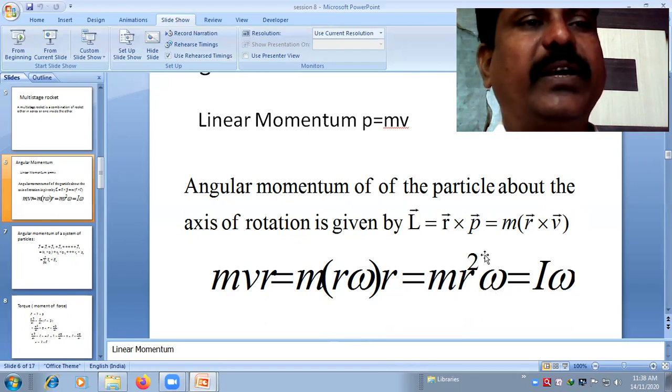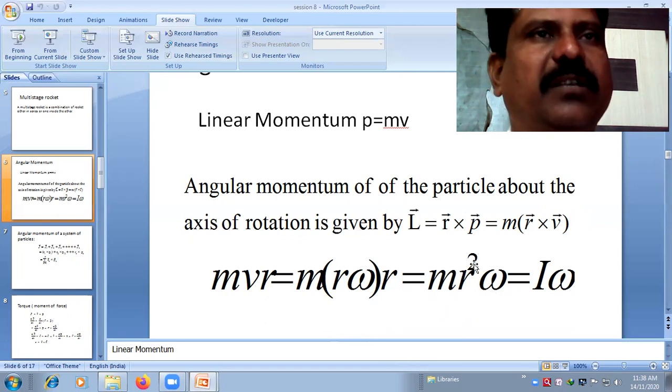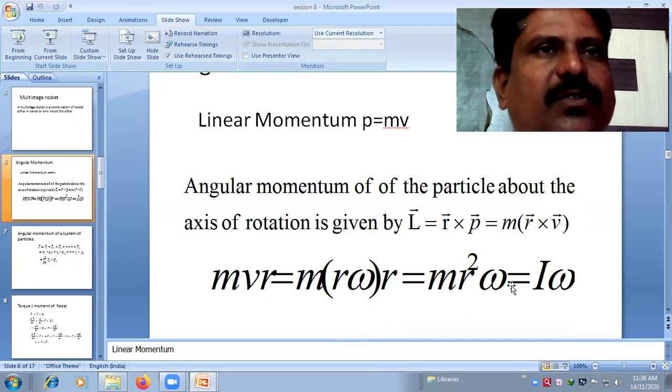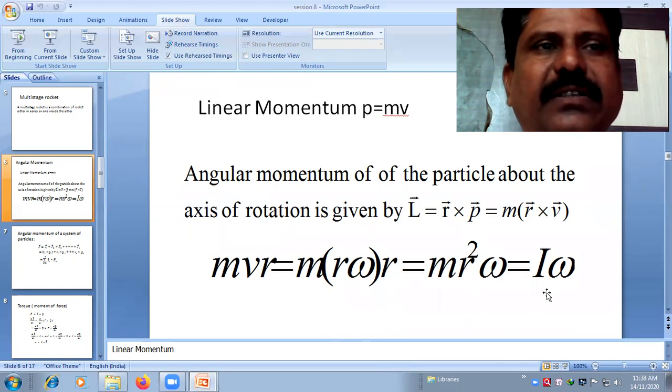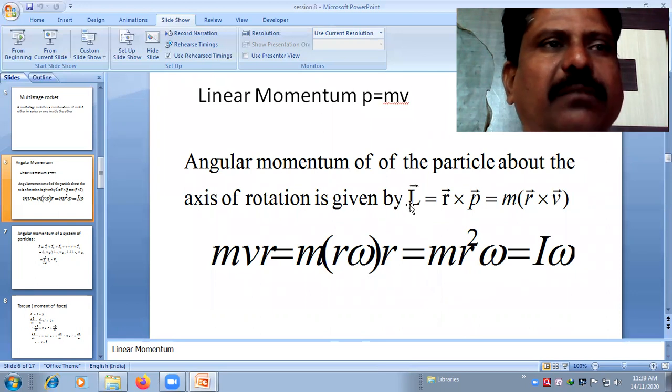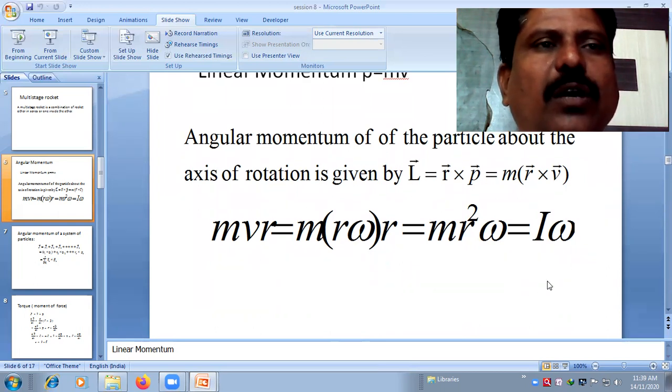But m r squared is nothing but the moment of inertia of that body, times omega. This is the angular momentum: L equals I into omega.